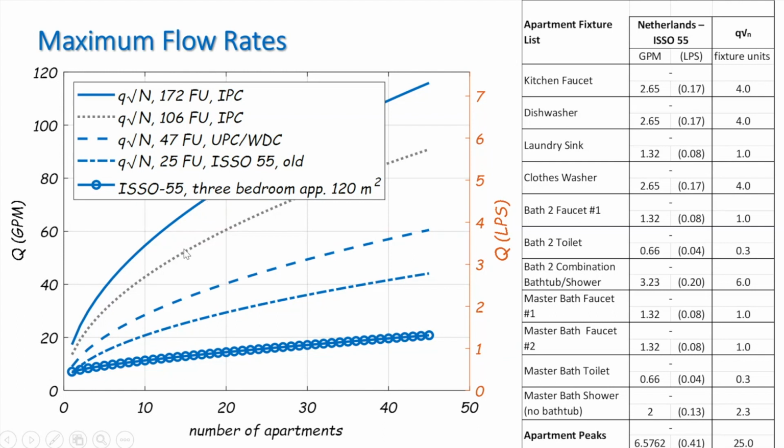And then if I would use the IPC values, there was a bit of confusion on our side. Do we calculate all the individual fixture units and then take the sum of that and use that? That would be 106. Or do we look at the sum that IPC gives and convert that into fixture units, and then that would be 172. But you can see that there's about a factor 7 between our Dutch estimate and the flow rates that we would expect according to the IPC values.